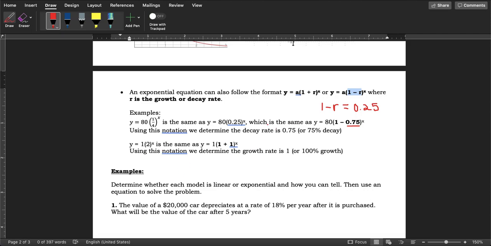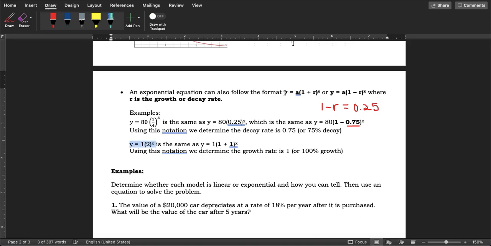Let's say we wanted to use this notation for the second example, y equals 1 times 2 to the power of x. I would have to first determine which formula to use. And I would determine that by looking at my factor. My factor is a growth factor. It's a number above 1. I know it's a growth factor because it's going to cause all of the values to increase.